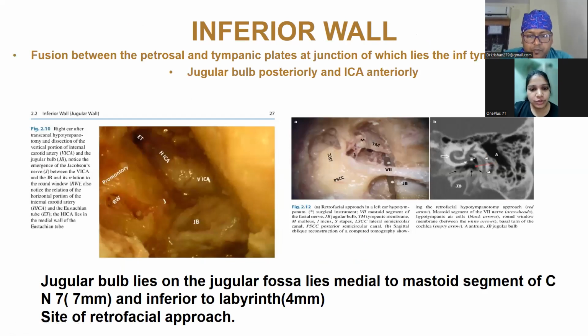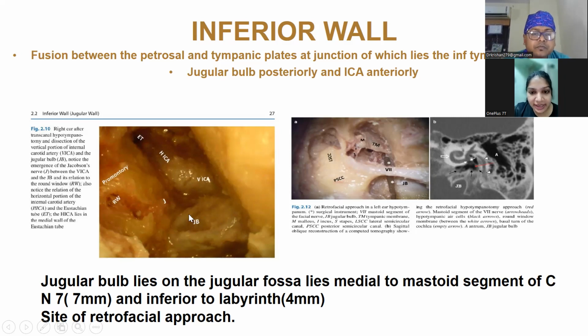Okay. Now we'll see the inferior wall. It is the fusion between the petrous and the tympanic plates, at the junction of which lie the tympanic canaliculi, the jugular bulb posteriorly and the internal carotid artery anteriorly. This diagram is very important. In the first diagram, 2.10, we can see the eustachian tube opening, the promontory area, the round window, and the jugular bulb. This jugular bulb forms the floor of the middle ear cleft.